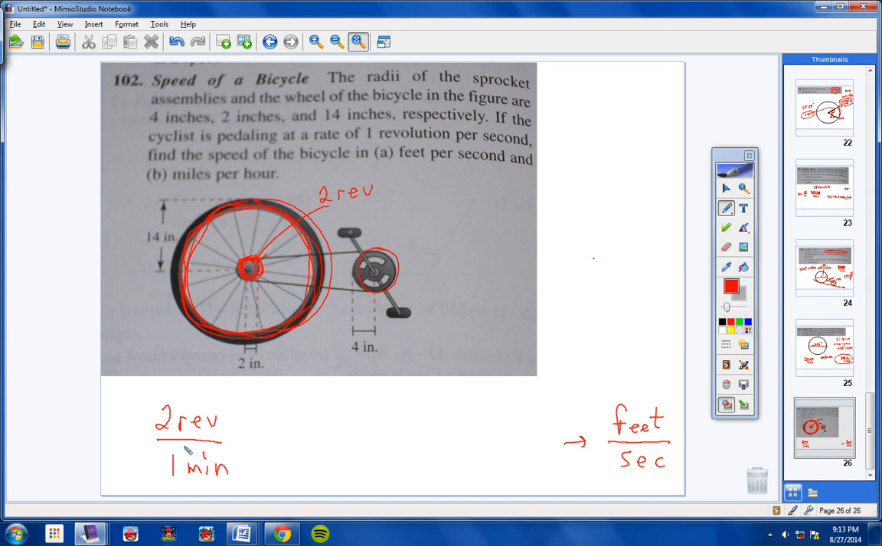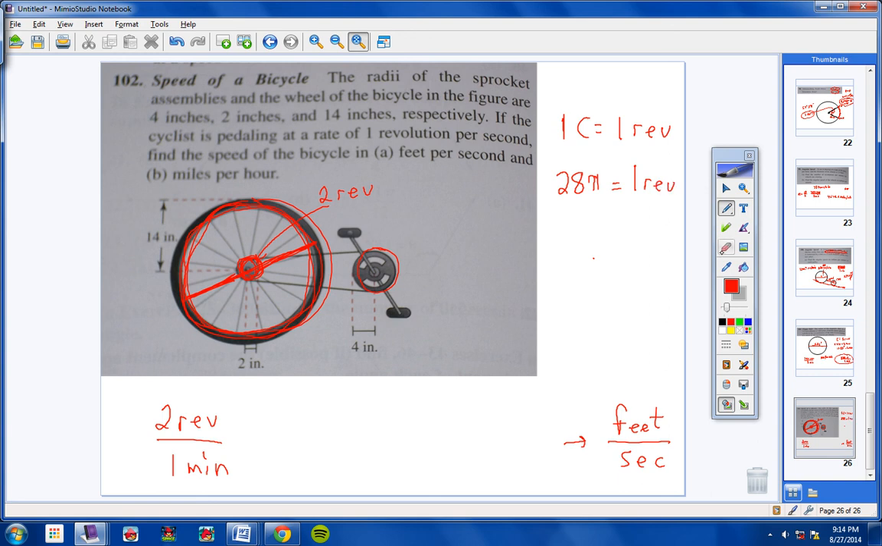So 2 revolutions per minute should be converted over to feet per second. Remember that 1 circumference equals 1 revolution. Okay, so let's find the circumference of this circle. Remember, the radius is 14 inches, so the diameter will be 28 inches. So the circumference would be pi d, so 28 times pi is going to be the circumference, and that's going to equal 1 revolution. Got it?